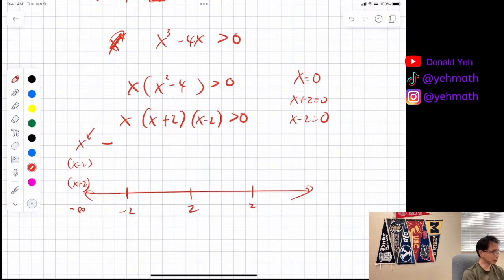Emerson? You sure? Okay, so what's -3 plugged into x minus 2? No, I need her to answer. -5, so let's put down negative. How about -3 put into x plus 2? What kind of sign am I getting? Negative. Okay, so what's negative times negative times negative? Negative. Negative, so right on the bottom.